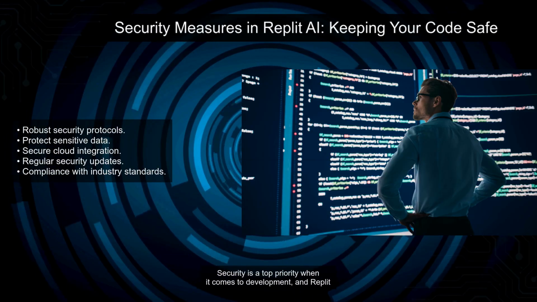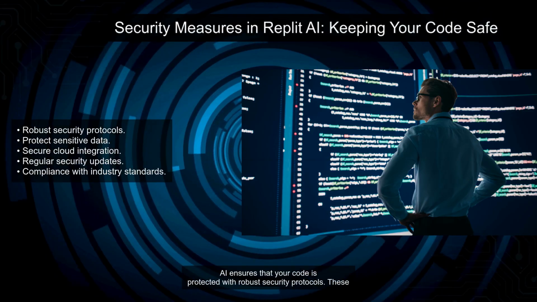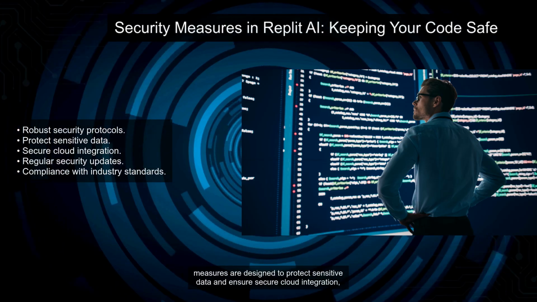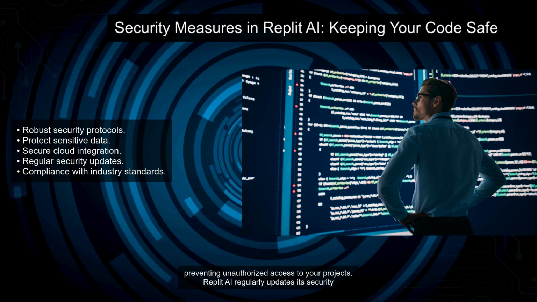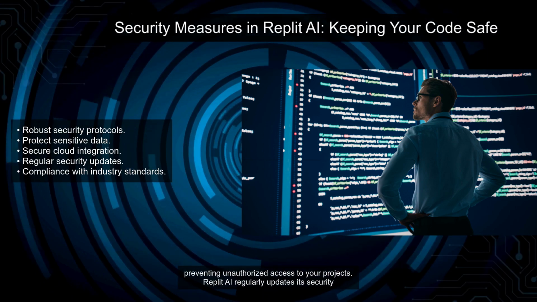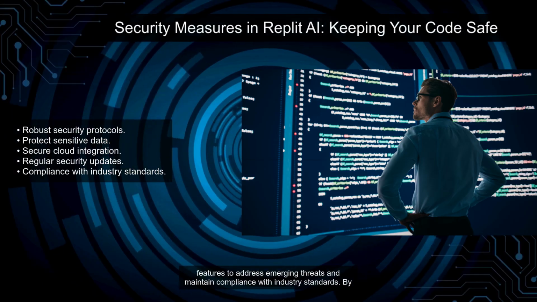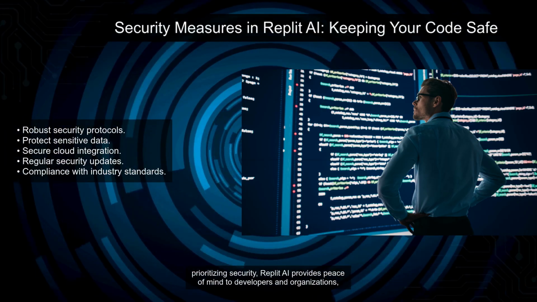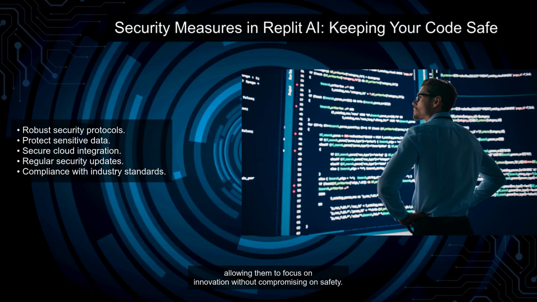Security is a top priority when it comes to development, and Replit AI ensures that your code is protected with robust security protocols. These measures are designed to protect sensitive data and ensure secure cloud integration, preventing unauthorized access to your projects. Replit AI regularly updates its security features to address emerging threats and maintain compliance with industry standards. By prioritizing security, Replit AI provides peace of mind to developers and organizations, allowing them to focus on innovation without compromising on safety.